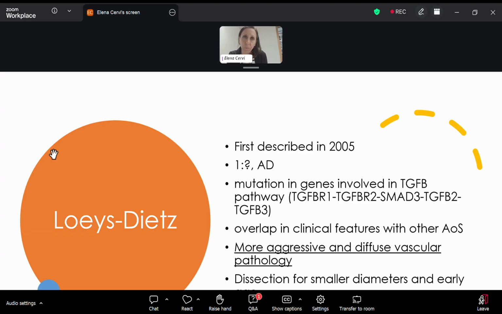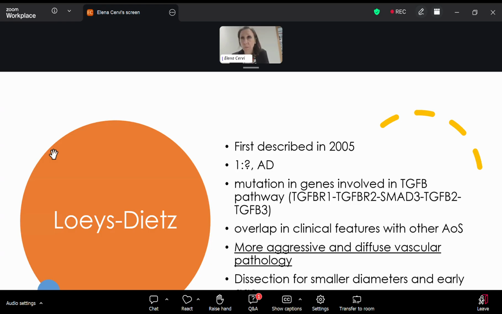Loeys-Dietz is a novel disease, only 20 years old, involving the TGF-beta pathway. A number of genes have been recognized, and there are a couple more that have been recently added to the list in the recent Loeys-Dietz primer.